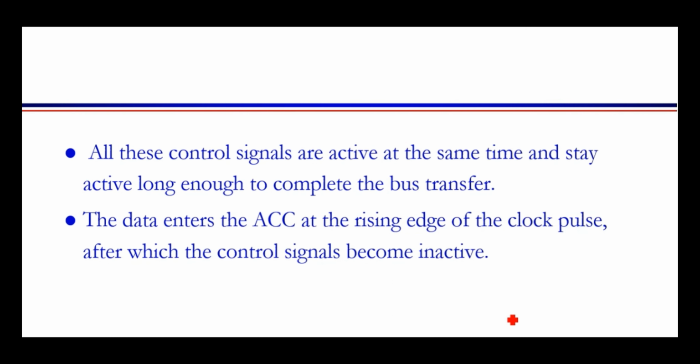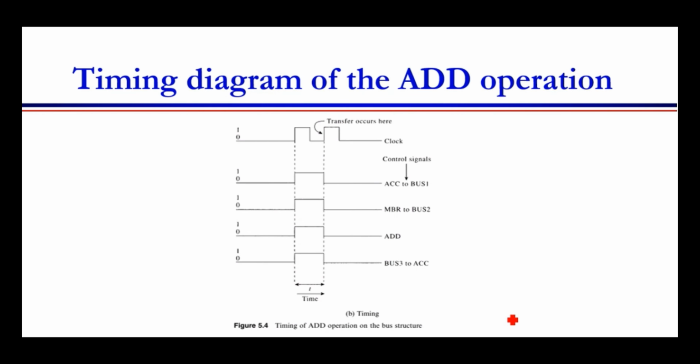So all the control signals will be active at the same clock pulse at the same time. The data enters the accumulator at the rising edge of the clock pulse, after which the control signal will become inactive. So how it is done, we will have a look in the next slide. So this is the timing diagram of the add operation.